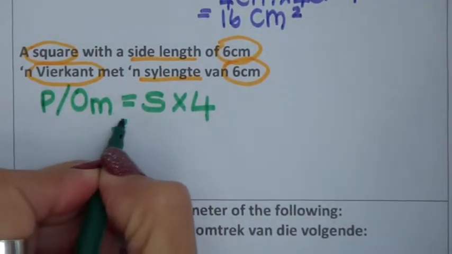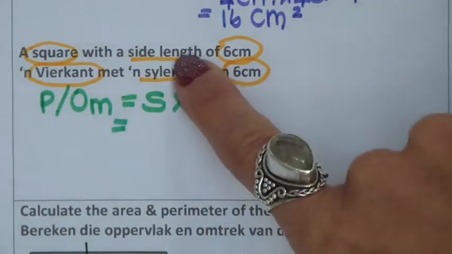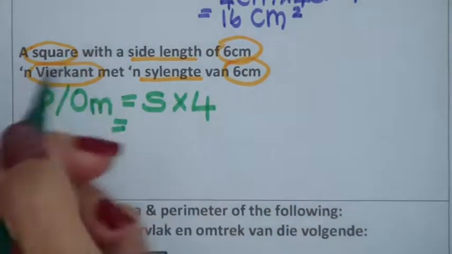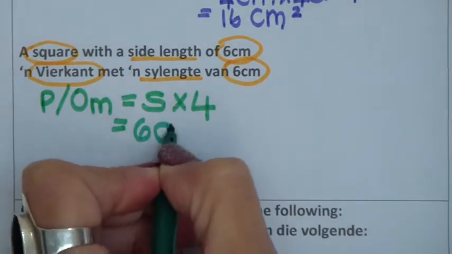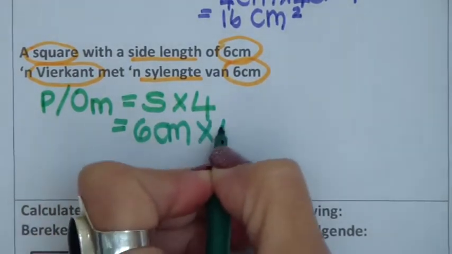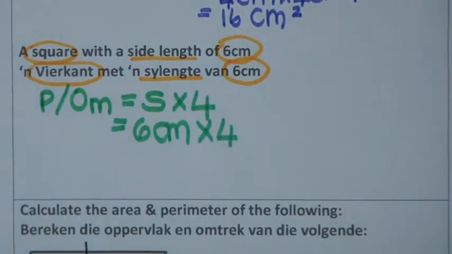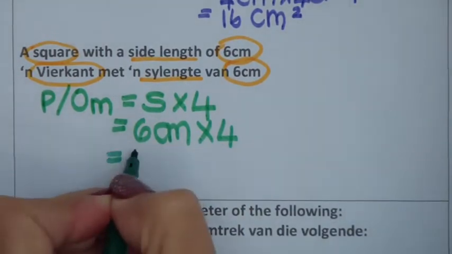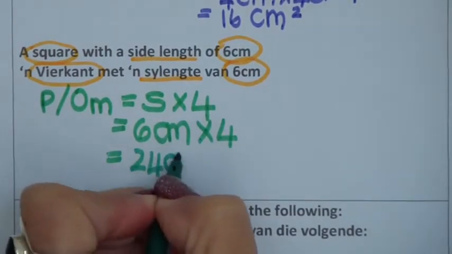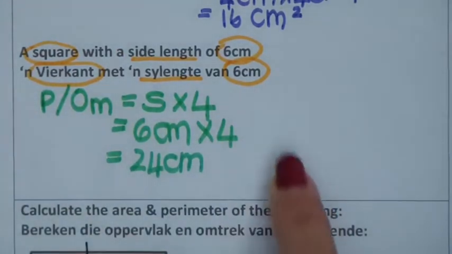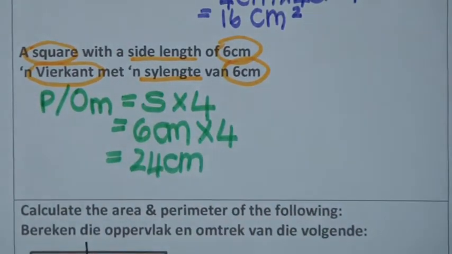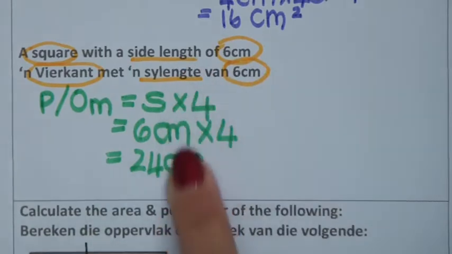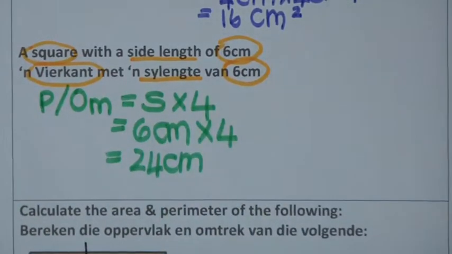Beautiful. Nou sê hulle vir my, die sy lengte, die sy is 6 cm, the side is 6 cm, so it's 6 cm times by 4, 6 cm maal 4, en my liefies, dit is 24 cm. Die omtrek rondom daai vierkant is 24 cm. The perimeter around that square is 24 centimeters.